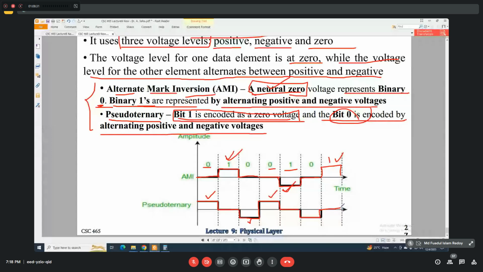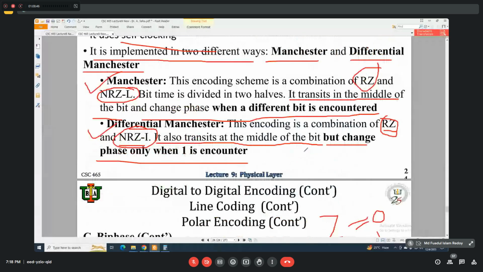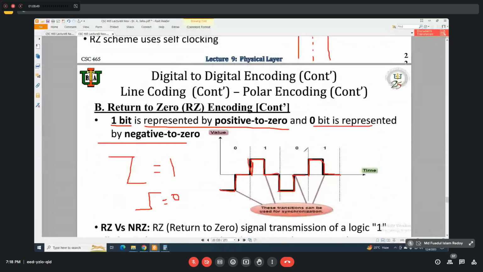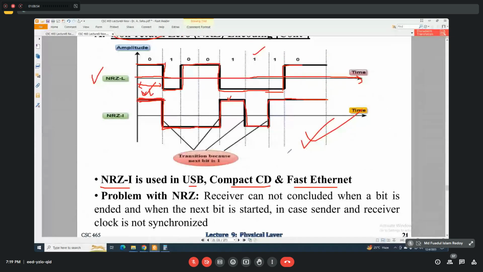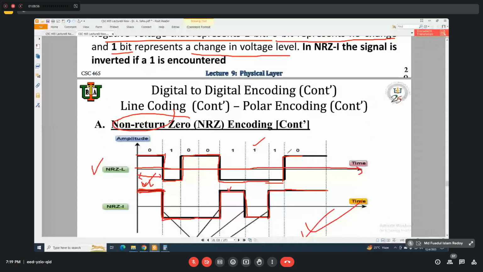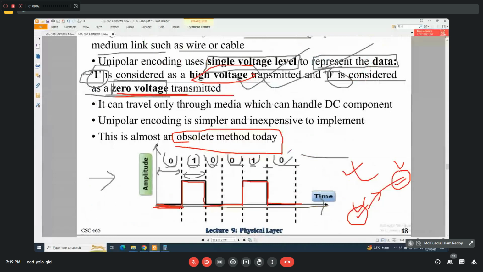Clear. Okay, so this is the last slide for that, I mean, for CSE 465. So we are finishing the lectures here. You should practice all these graphs for each of the schemes, and you should understand how to draw these signals by following these encoding schemes. Is it clear? Yes, sir. I have been a bit fast today.